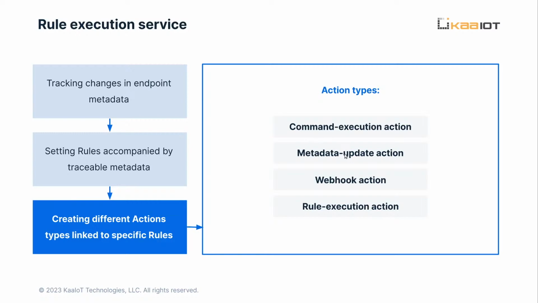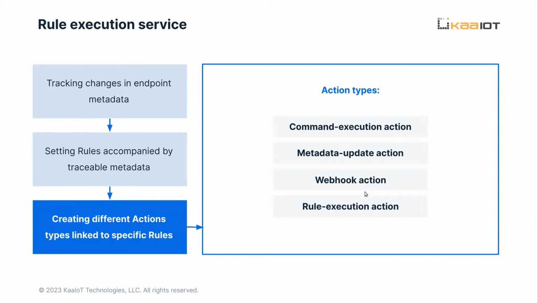Metadata update action. It changes the value of a metadata key for an endpoint which you specified during the creation of the action. The value, like in the previous action, can also be dynamic, meaning it depends on the metadata value of the particular endpoints. Next goes webhook action. It triggers a post request to the URL specified during the action creation. The body of this request can be dynamic, like in previous actions.